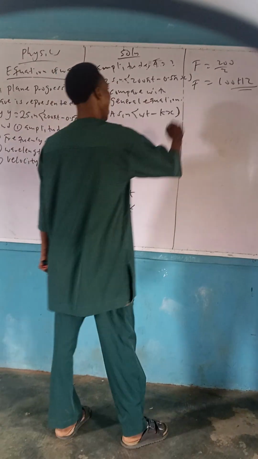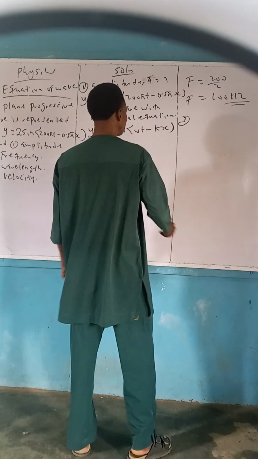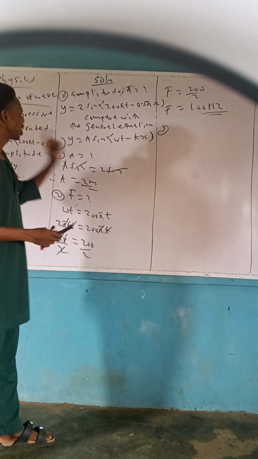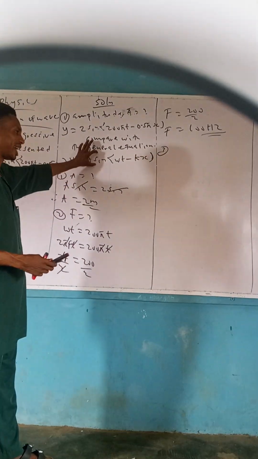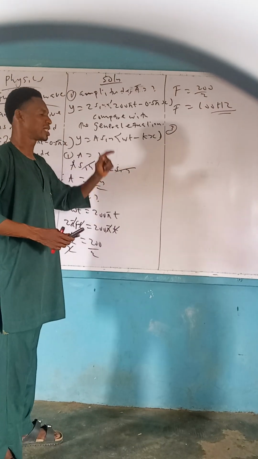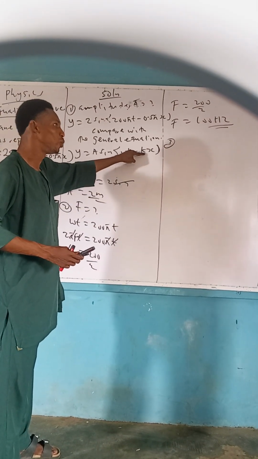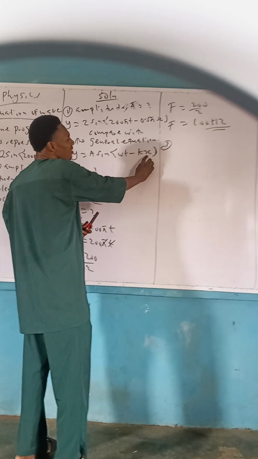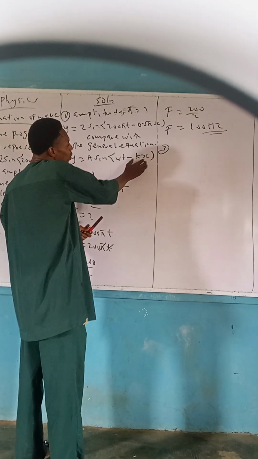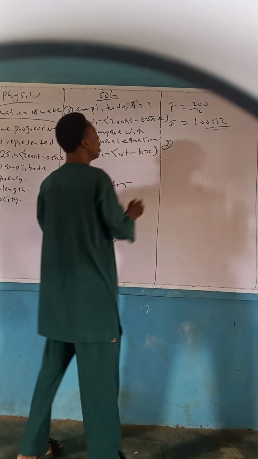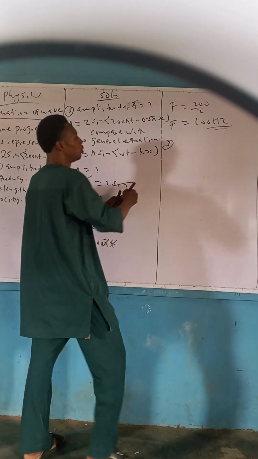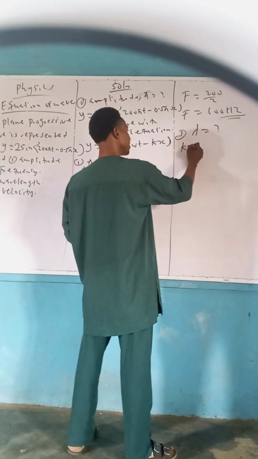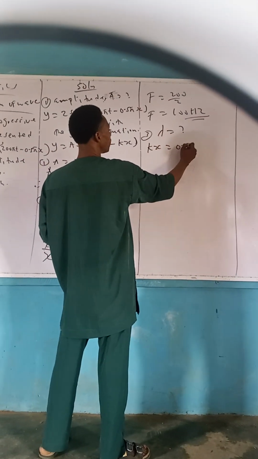Now number 3, I need to find the wavelength. From the given equation and my original equation, I cannot find wavelength directly. How can I get it? I can get the wavelength from this quantity, which is called the wave constant or wave number, and it is always attached to x. Therefore, I will equate this part to this part, because it is attached to x. So kx corresponds to 0.5πx.